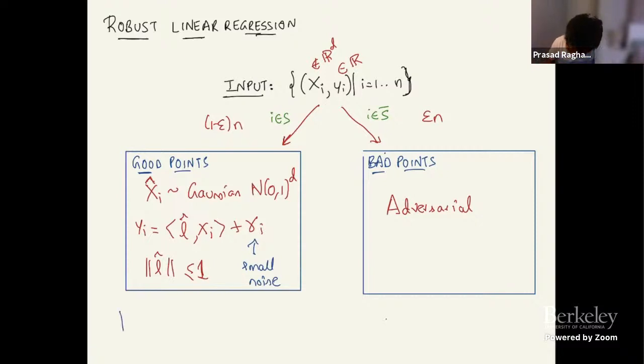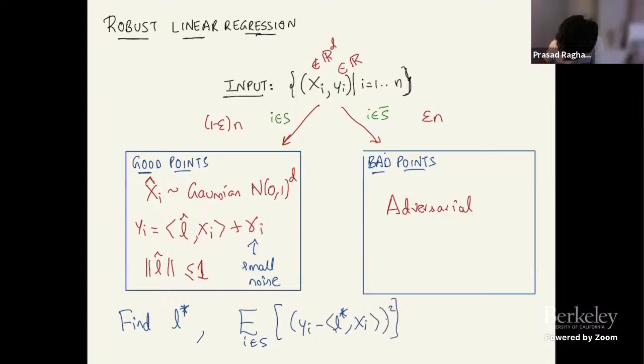And of course, what's the goal? The goal is to find some linear function L star such that its cost on the good examples is small. What are the good examples? Basically, the examples from the set S. So the expectation over i from S of the cost of that linear function should be small. That's our goal: to find some linear function that fits the good points. We don't care about the bad points. All right, is the problem clear?